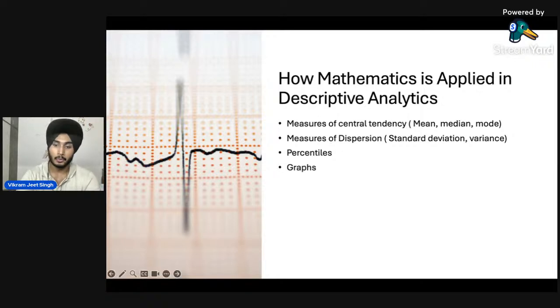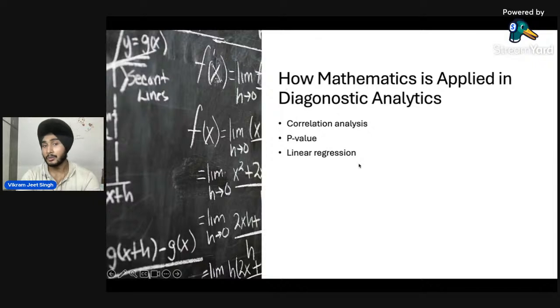Now I will come to diagnostic analytics. The word itself says diagnose. We are diagnosing that if something has happened, then why it has happened. So I had mentioned I will be covering these two major ones, which are correlation analysis and linear regression. To understand diagnostic analytics, we use correlation analysis a lot.